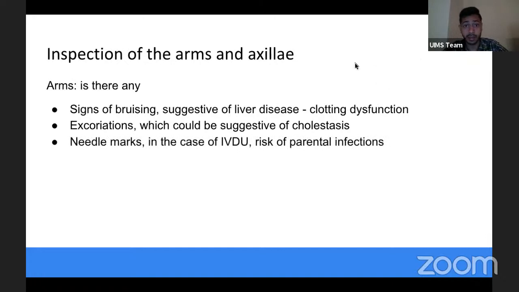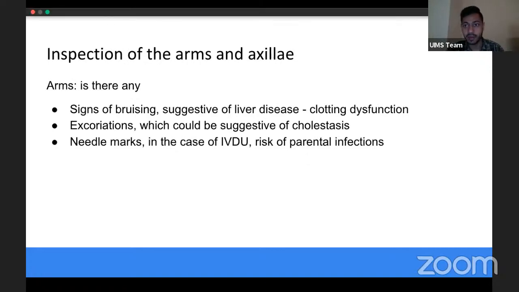Another thing that we should rule out or try to identify is, are there any needle marks, especially in the case of IV drug users, IVDU. Obviously, we all know that taking IV drugs off the street and demonstrating risky behaviors is a risk of parenteral infections. And in terms of abdominal or GI context, the main infection that we're worried about here is hepatitis.